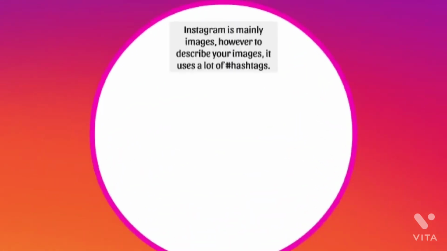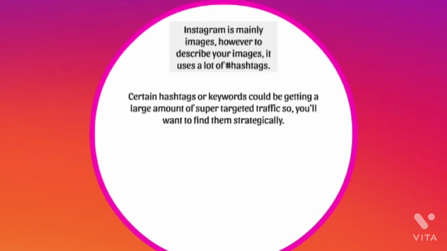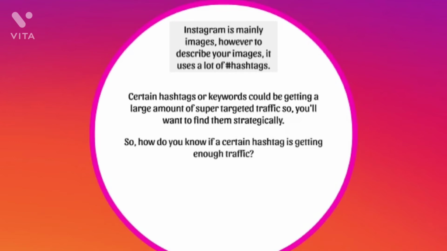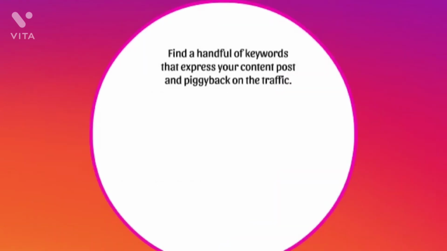Okay, so like I said, Instagram is mainly images. However, to describe your images, it uses a lot of different hashtags. So you don't want to just use a bunch of random tags. You want to use hashtags that are actually getting traffic. Now, certain hashtags or keywords could be getting a large amount of super targeted traffic, so you'll want to use them strategically. So the question is, how do you know if a certain hashtag is getting enough traffic? Well, you could easily find this out by using BuzzSumo and other tools as well. So you want to find a handful of keywords that express your content post and piggyback on that traffic.